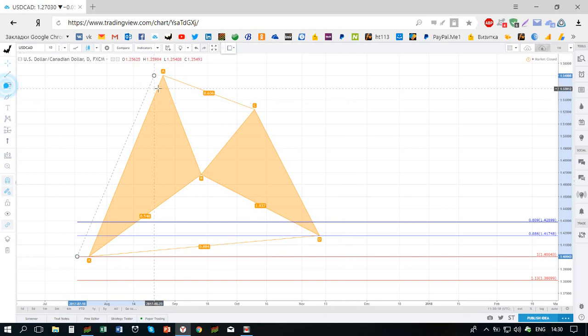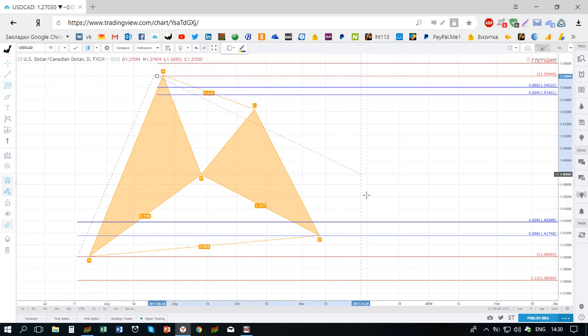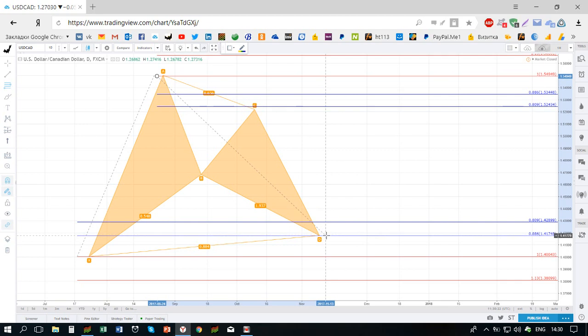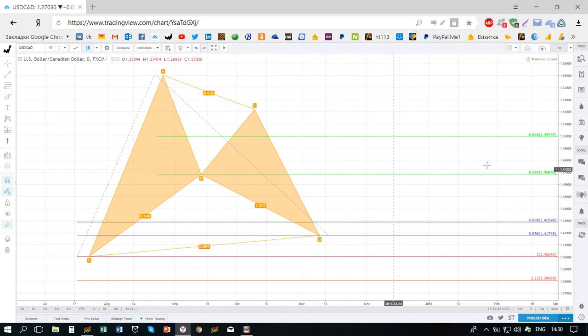Let's enable some targets as well. Here's the target level. What are my calculations? The 382 and 618 conventional targets.